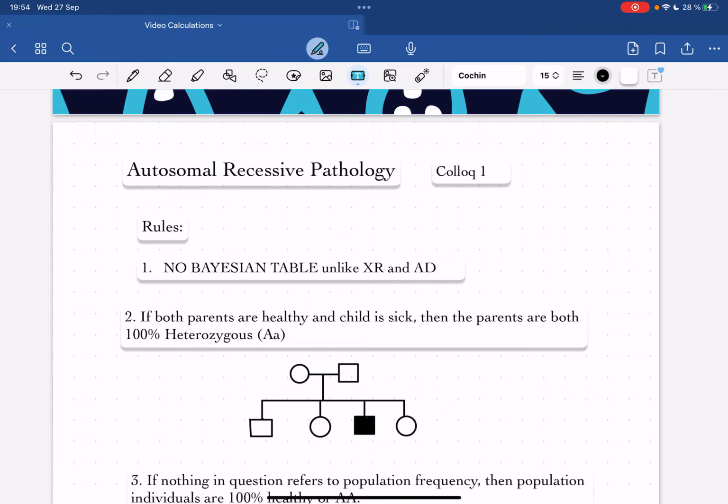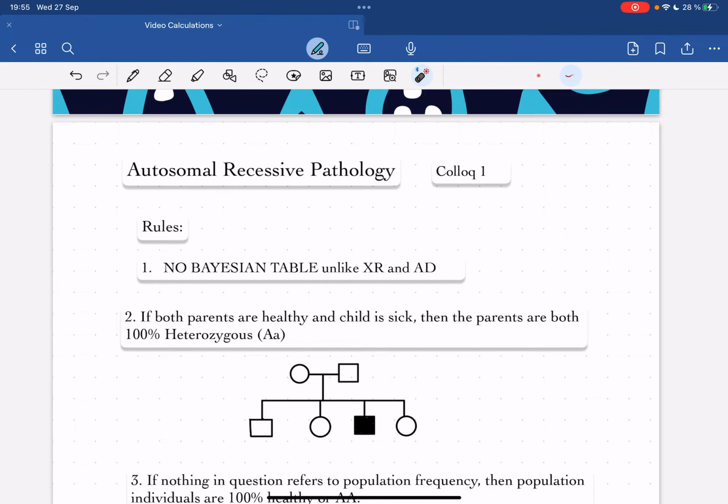And I'm thinking of going through some of the calculations that were up on eStudies and going through some main rules that you should think about when doing these types of calculations. All right. This is for everyone who needs it. Also, this is for colloquium 1, if you don't already know.